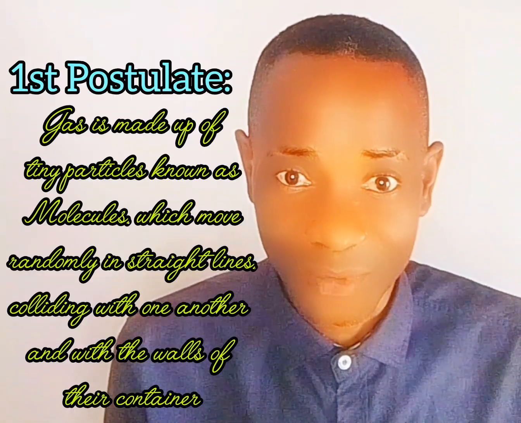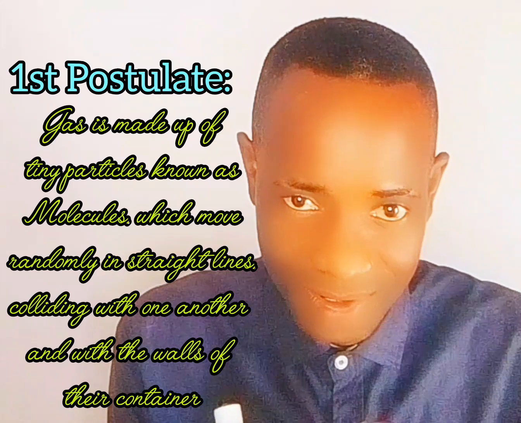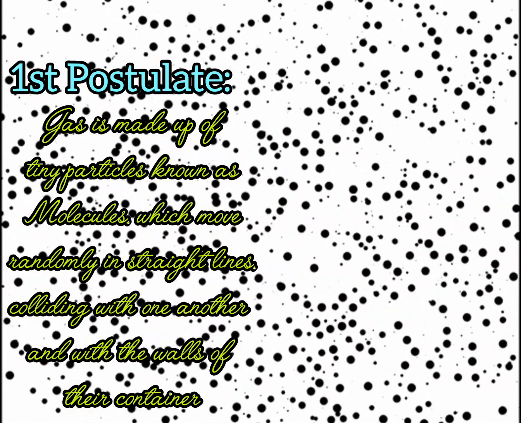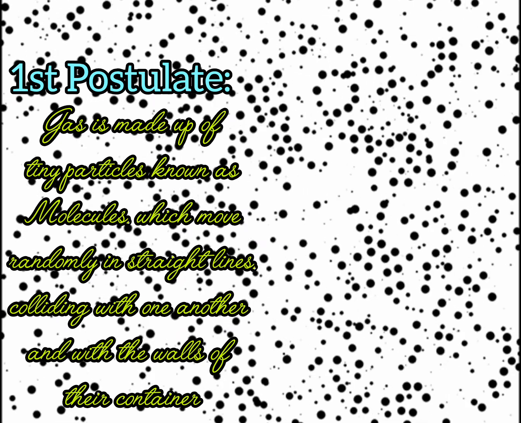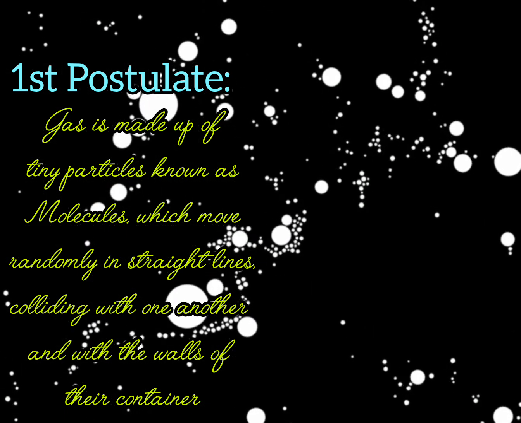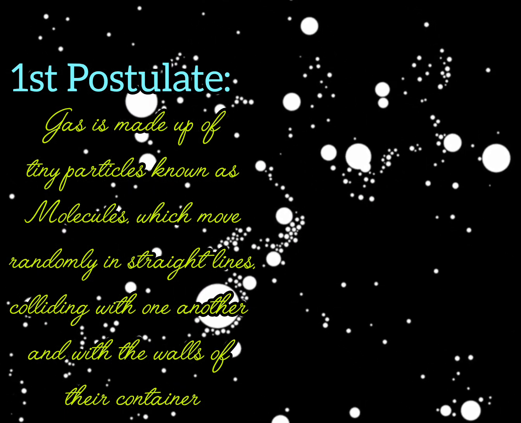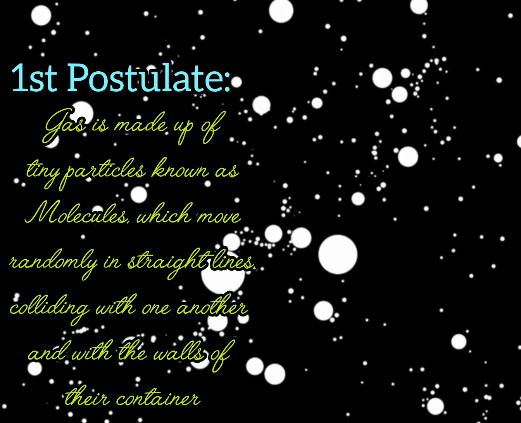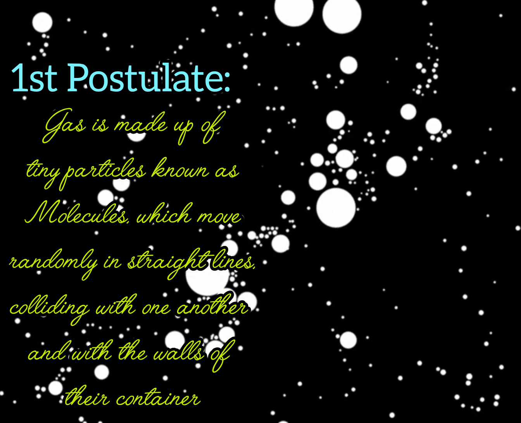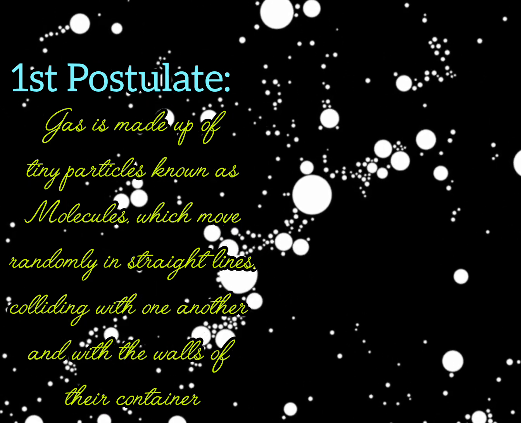Now, let me begin with the first postulate. Number 1: gas is made up of tiny particles known as molecules, which move randomly in straight lines, colliding with one another and with the walls of their container. Now, what do we make out of this theory? The theory is saying that anywhere you see a gas, it is already existing in a container.